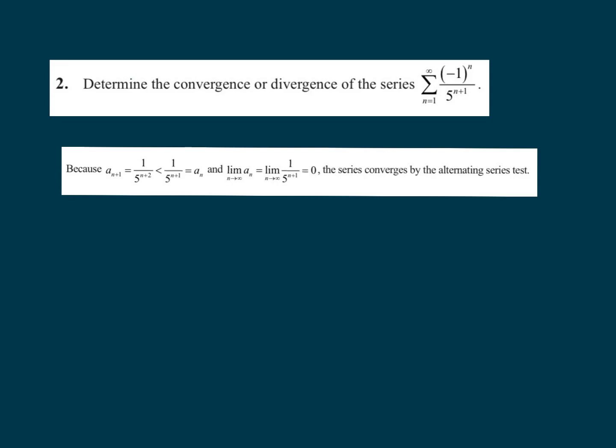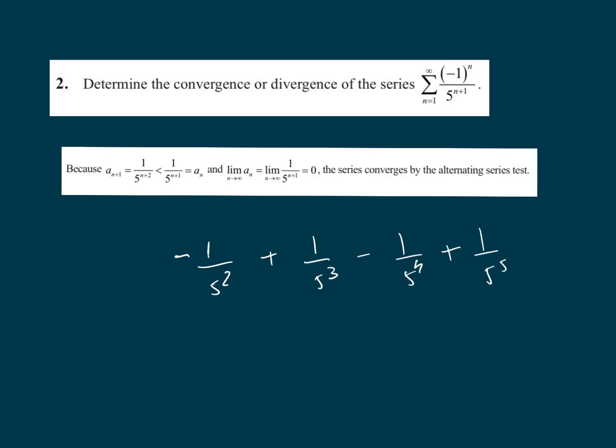Determine the convergence or divergence of this series: the sum of (minus 1) to the n, times 1 over 5 to the n plus 1. Okay, we need to see if two conditions are met. Let's write first a few terms. This starts at 1, so it will be minus 1 over 5 squared, plus 1 over 5 cubed, minus 1 over 5 to the 4, plus 1 over 5 to the 5.